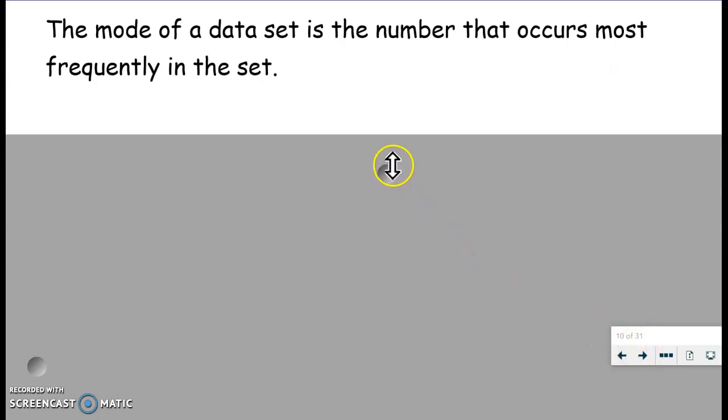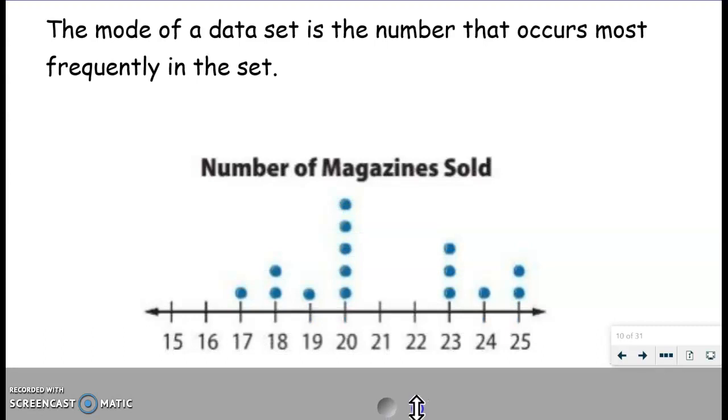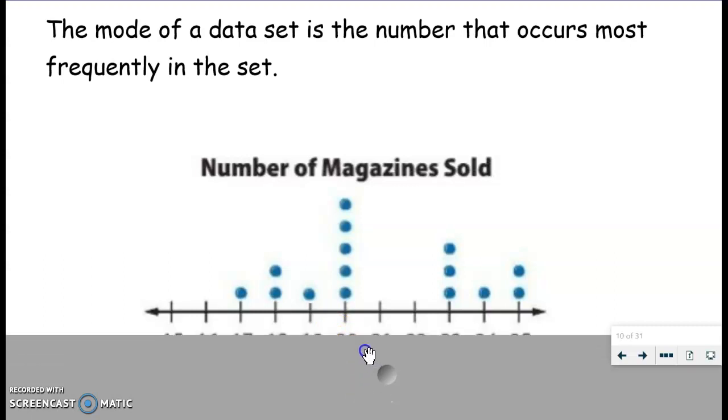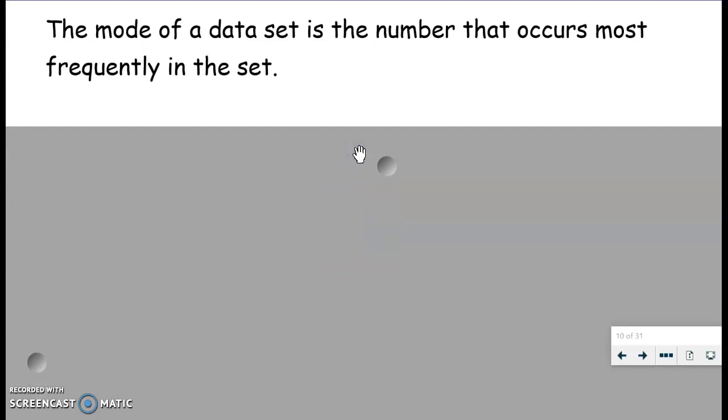The mode, you could think of it as the most frequent, what occurs most frequently in the data set. So if we have number of magazines sold, in this dot plot, you look at the highest one, and it is 20. And there could be more than one mode. There could be 2 modes, 3 modes, bimodal if there's 2 modes, and multimodal if it's more than 2.